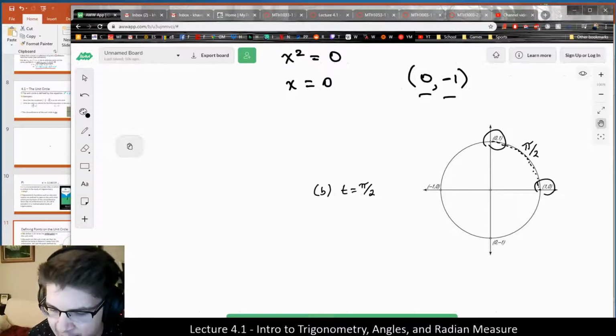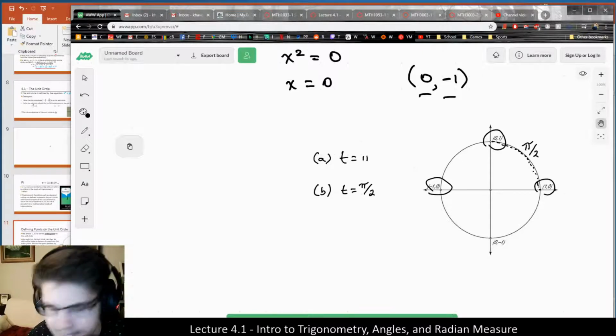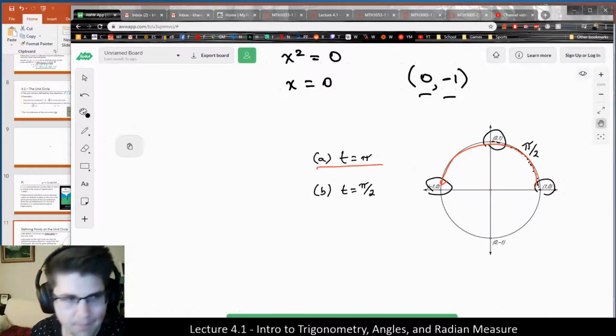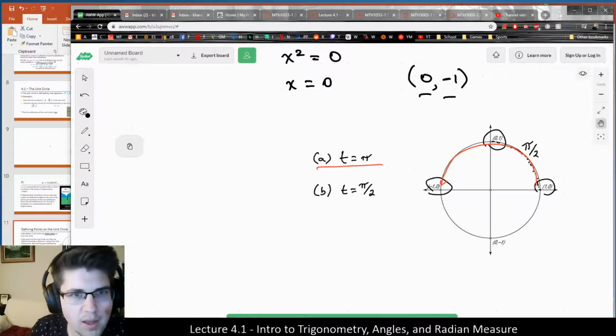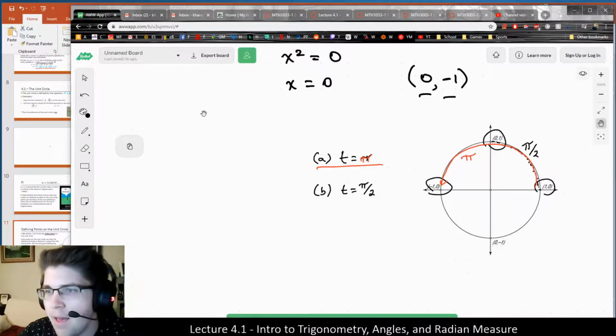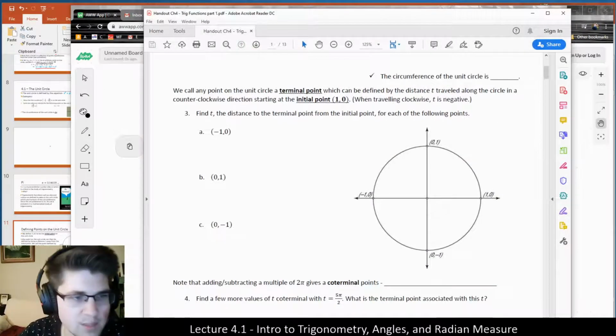But for part A, it asks us what is the distance to negative 1, 0 over here, but that would be pi, because halfway around the circle, it takes a distance pi to go halfway. And really, the entire circumference is 2 pi. Half of 2 pi is pi, which is why the distance to negative 1, 0 is pi instead.